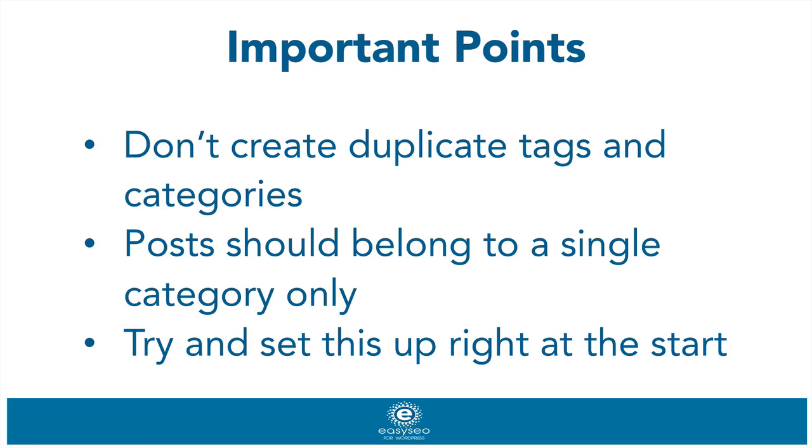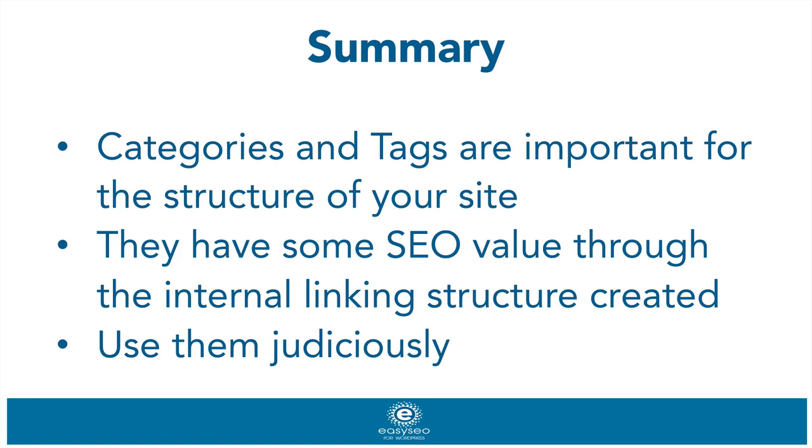So in summary, categories and tags are important for the structure of your site. They do have some SEO value because of the internal linking structure that they create, and you should use them judiciously. You don't want to have a post with 15 different tags and in 6 different categories. You want to have a post in a single category with 3 or 4 tags that describe a little bit of the flavor of the post that's not described in your category.